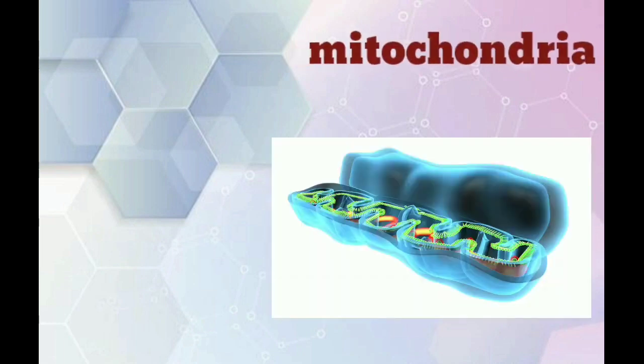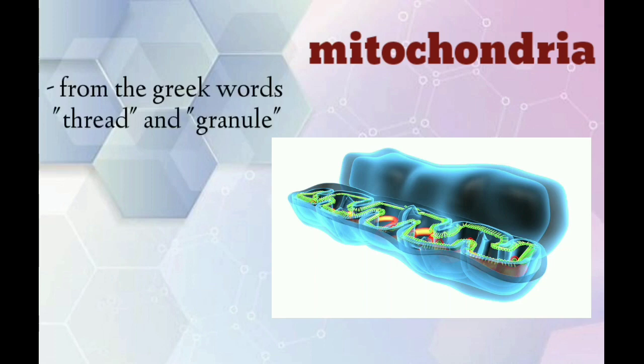Next is we have mitochondria. In singular form, it is called mitochondrion. Mitochondria are membrane-bound organelles found in the cells of most eukaryotic organisms. It is named after the Greek words for thread and granule.